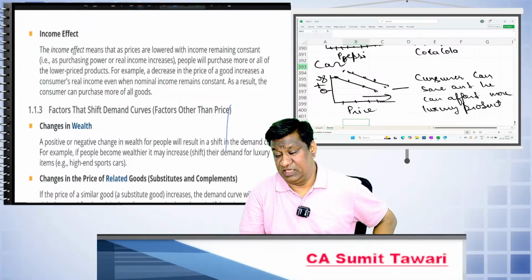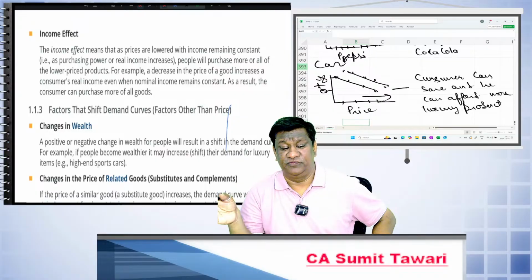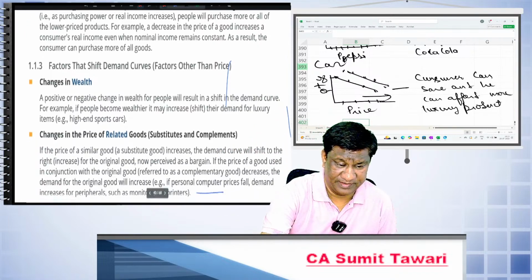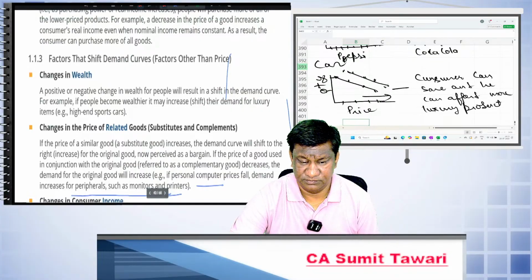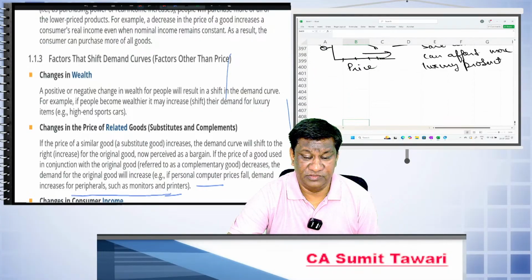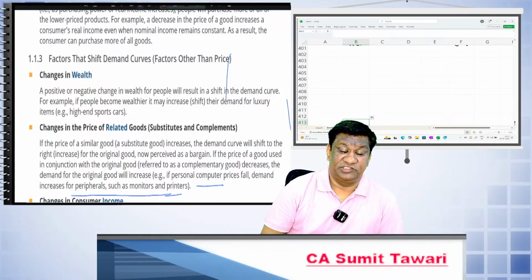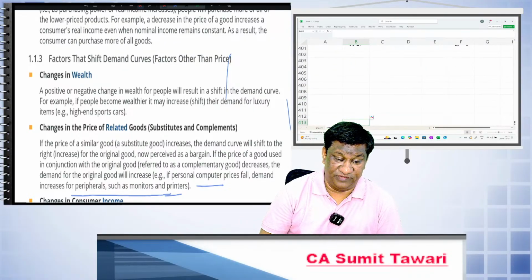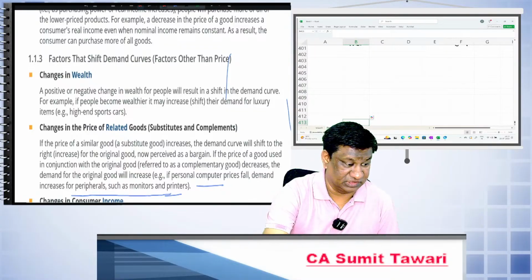Okay, so because the income or the surplus money increases with the consumer, the demand for the luxury product may increase. So now we need to see the factors that shift a demand curve. The first is wealth. If there is a positive or negative change in wealth for people, it will result in a shift in the demand curve. If the people become wealthier, it may shift their demand for a luxury item, which we just discussed.